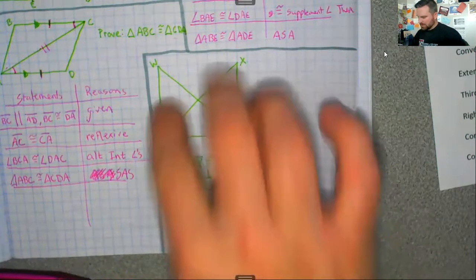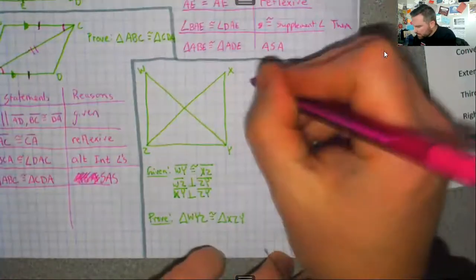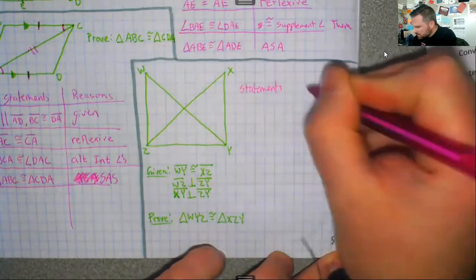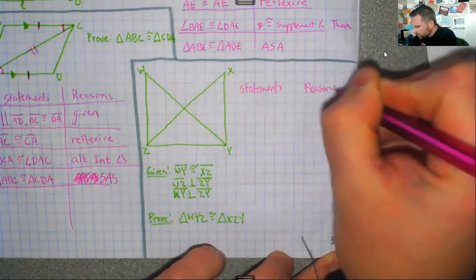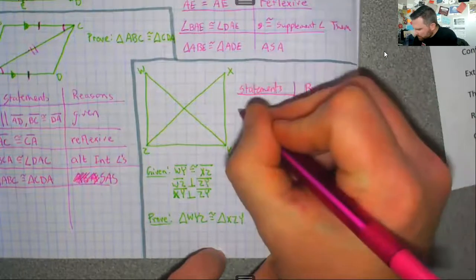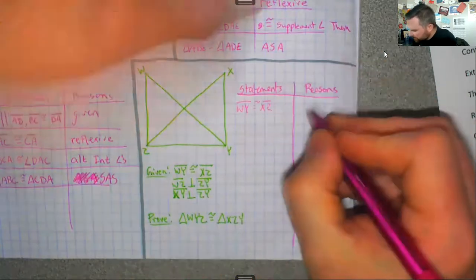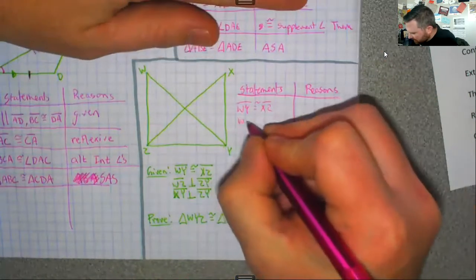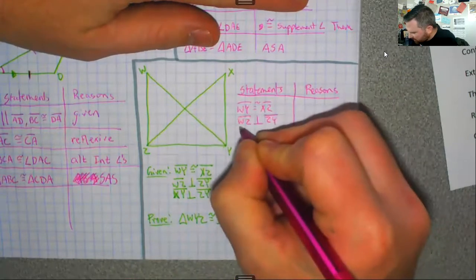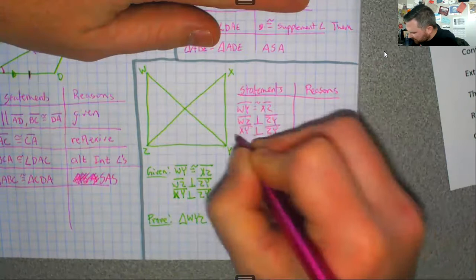Okay, so they give us a picture and they give us the given and the proof, but they don't label anything on the picture, which is totally fine. So statements, reasons. We'll start with our given information. So WY segment congruent to XZ segment. WZ perpendicular to ZY segments. And XY perpendicular to ZY segments. And that's all given.